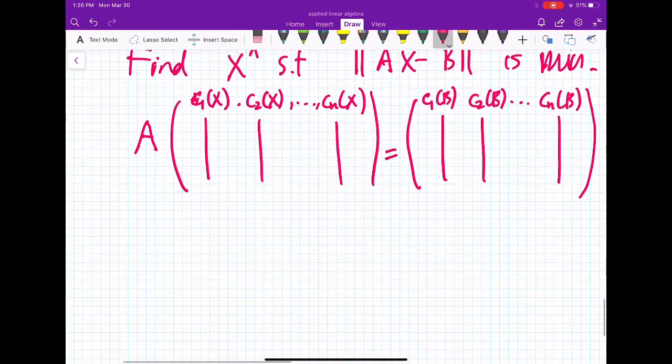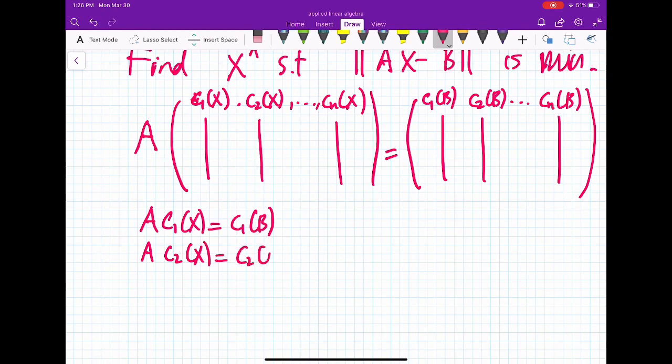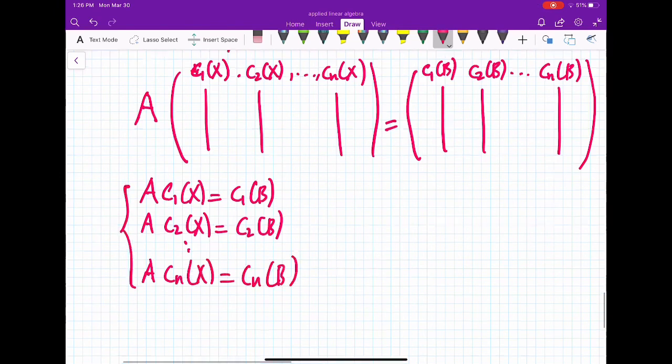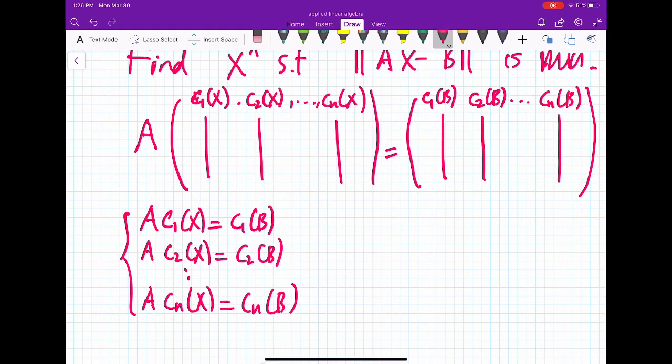We multiply A with each column. It turns out that A C1X equal to C1B. That is just matrix multiplication. And then we have A C2X equal to C2B, right? And so on, you have A CnX equal to CnB. So basically, you have n systems of linear equations.